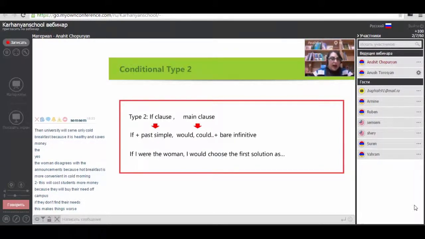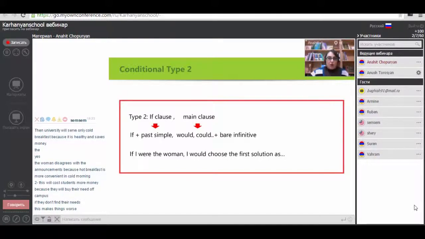Now, the best and shortest way also to give your solution is using conditional type 2. Unreal present. If I were the woman, I would choose the first solution as. So, in first part you have if clause, if plus past simple. Then main clause, would, could, plus bare infinitive, okay? If I were the man, I would choose the first solution. If I were the woman, I would choose the second solution as, and then you must give the reasons why.